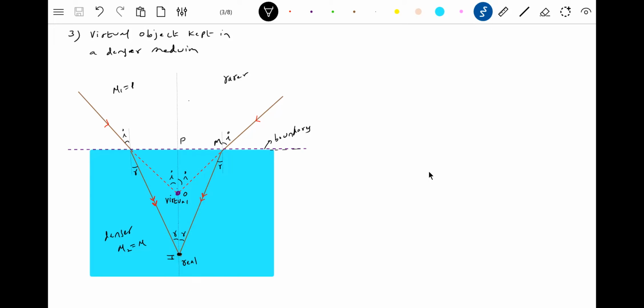So who is the viewer? The viewer is here. He's viewing it normally. So therefore for him, the object will appear further away from the boundary. So the same real depth, and this will be the apparent depth.